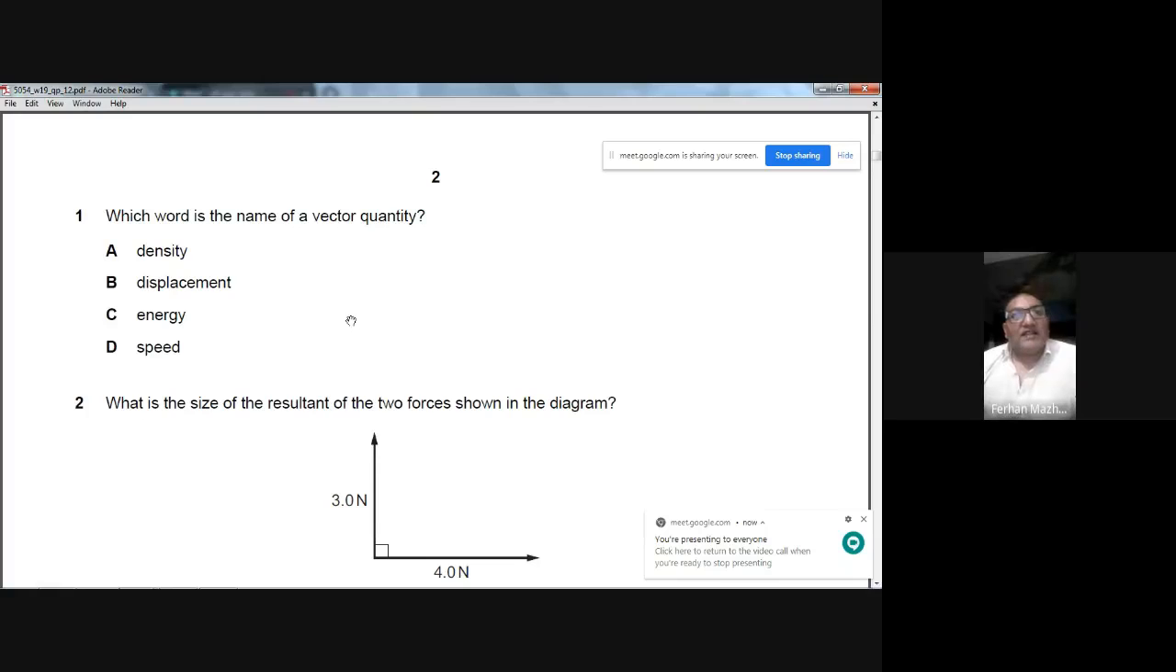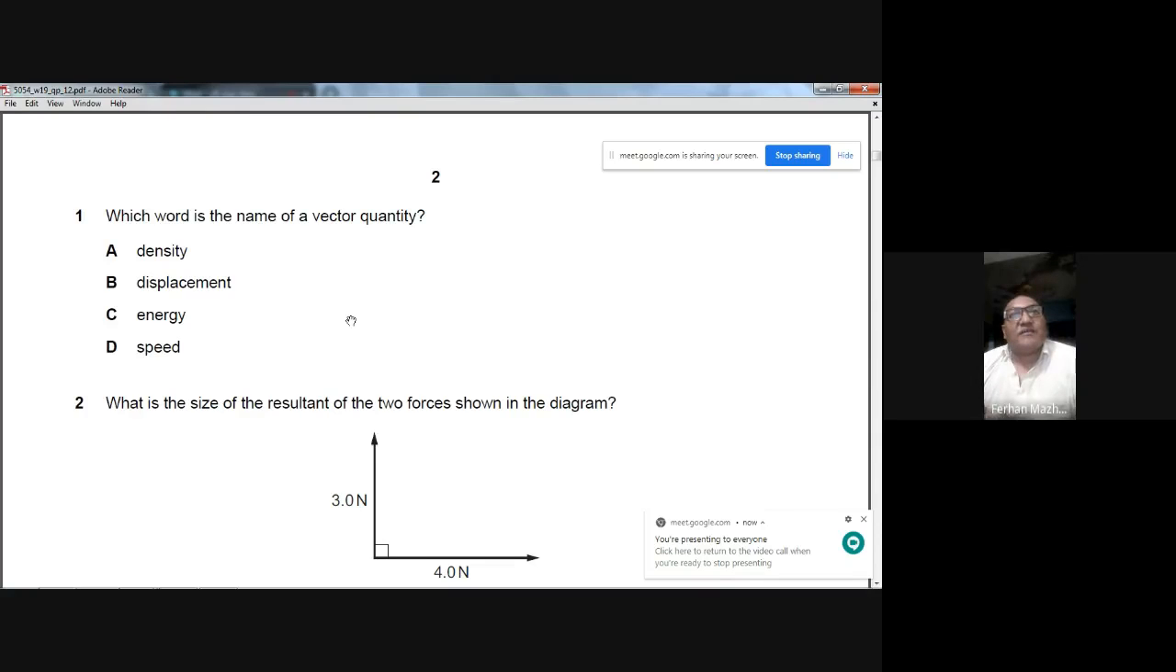Good morning, everyone. Today we are going to solve Physics 5054 MCQ paper Winter 2019 1-2. On your screen, you can see the first question.